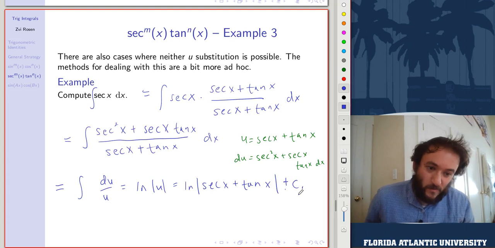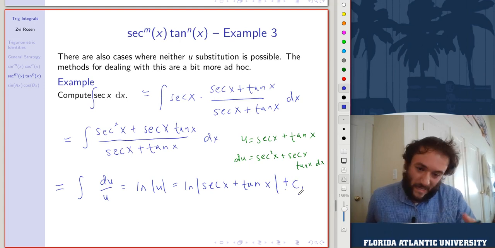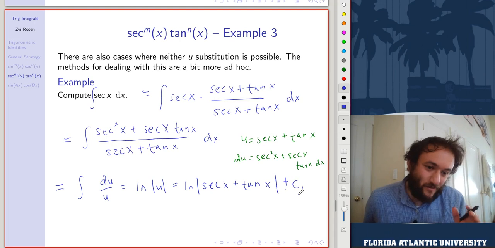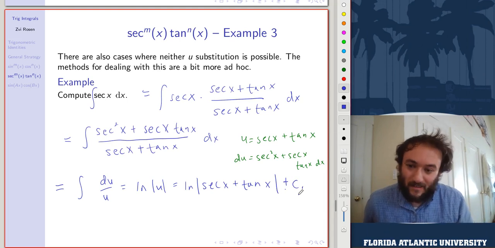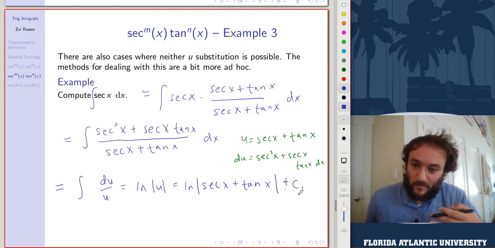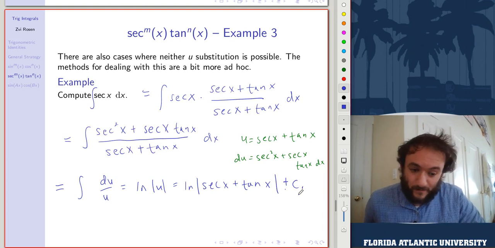This is not something I would expect you to be able to do on the fly, but you can get a sense that there are tricks that you can do to get these trigonometric integrals that don't play by the rules.